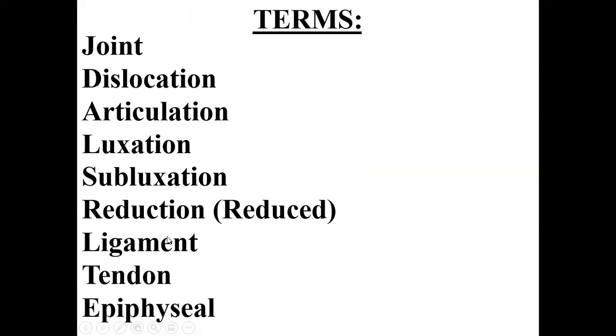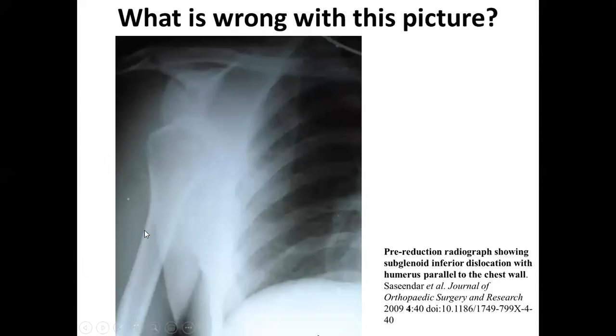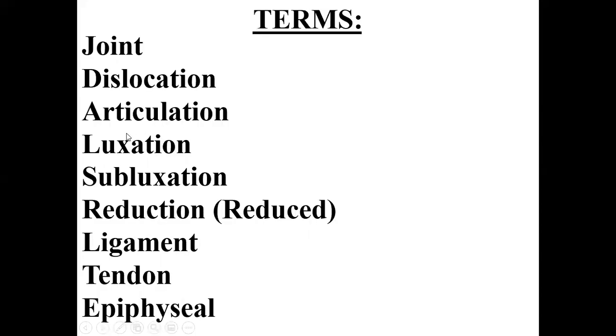A ligament is when you have bone connected to bone. So it's the actual tissue that's connecting bone to bone, versus a tendon, which connects muscle to bone. And epiphyseal is the end of the bone where the bone is actually growing. You'll see this in children and teenagers because you don't grow from the center of your bones, you grow from the ends and they get elongated. So usually it's called the epiphyseal plate. As far as luxation, I'm not quite sure what that means.